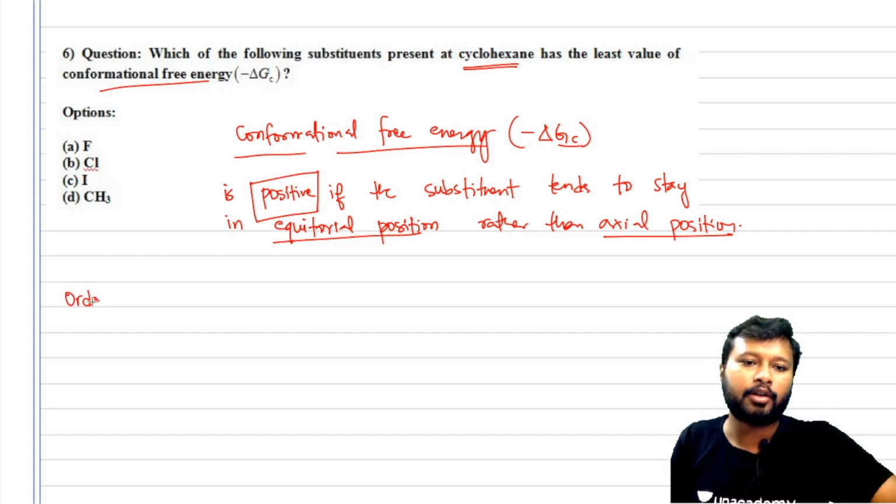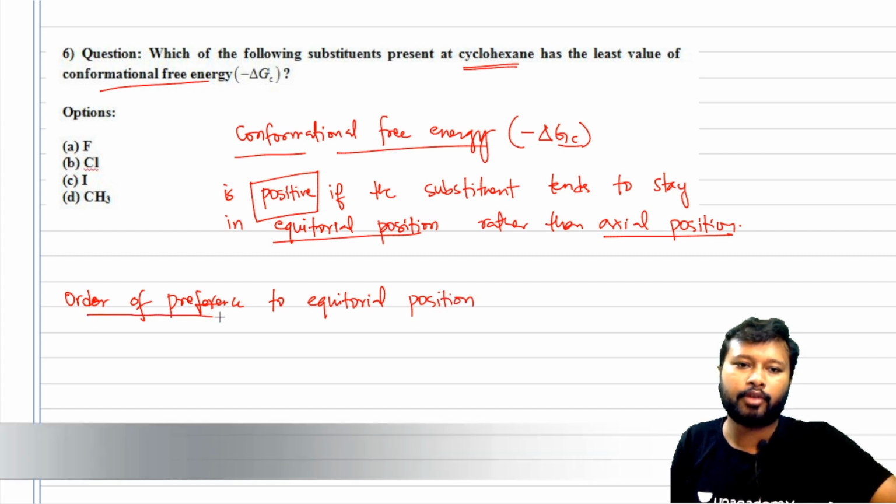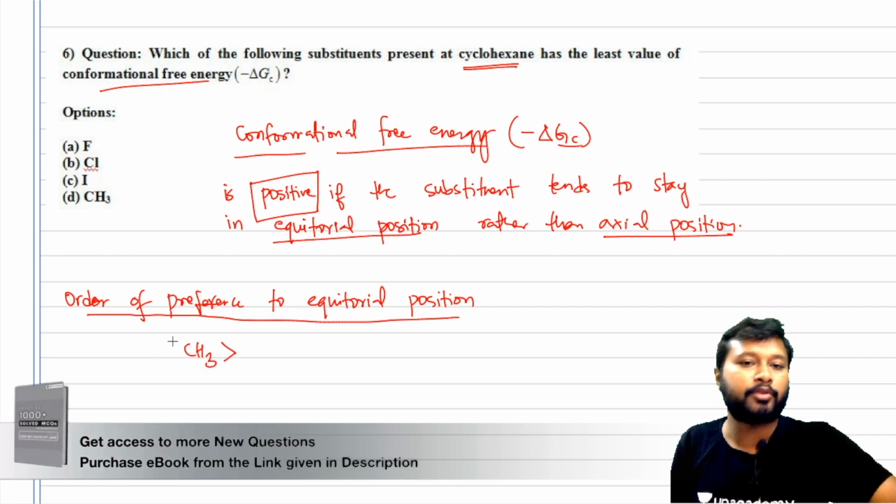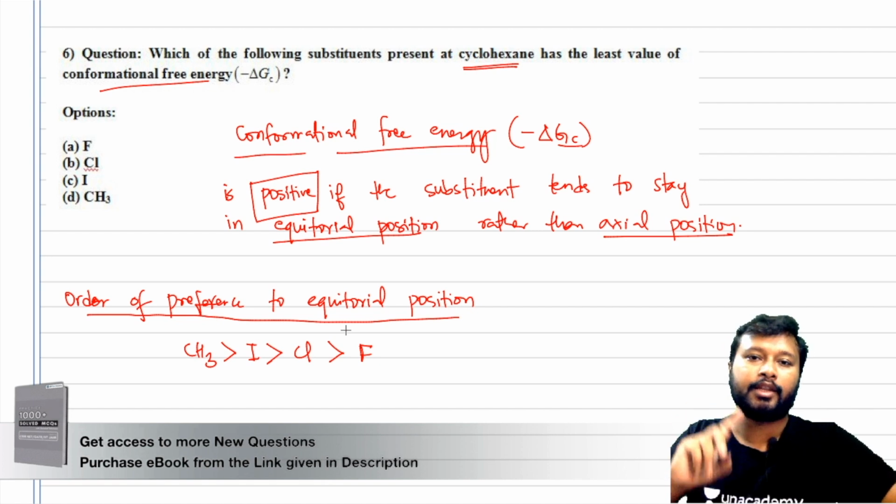So let me write down the order of preference to equatorial position. Which one will stay in the equatorial position among all of them? Of course methyl will remain in the equatorial position the longest because it's the bulkiest one. Then comes iodine, then chlorine, and then fluorine. So this is the order to stay in the equatorial position.